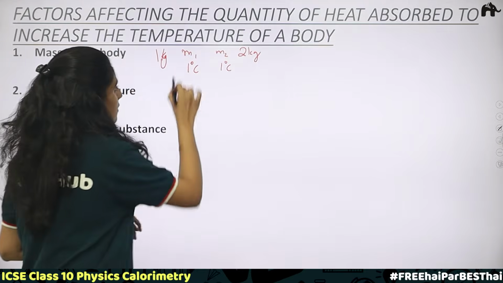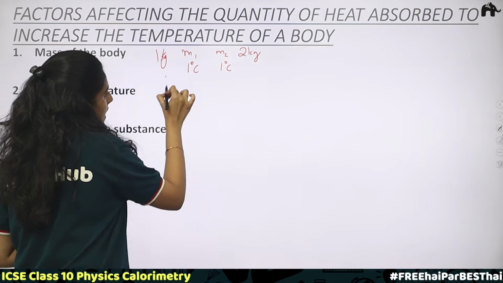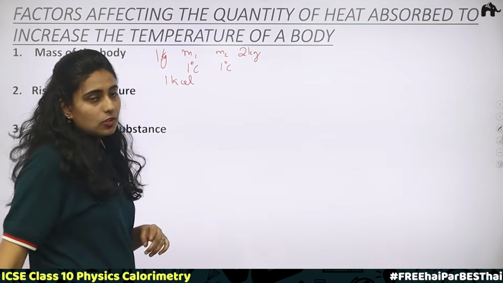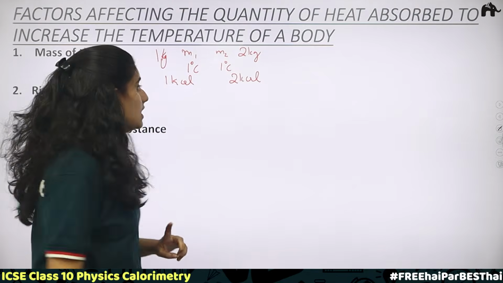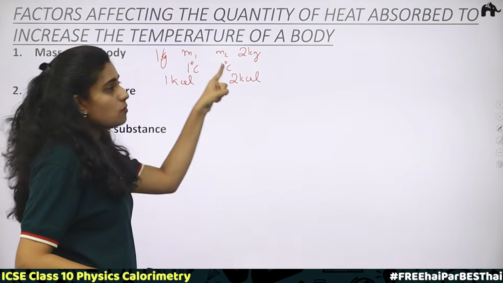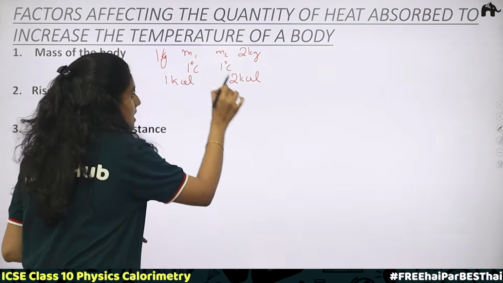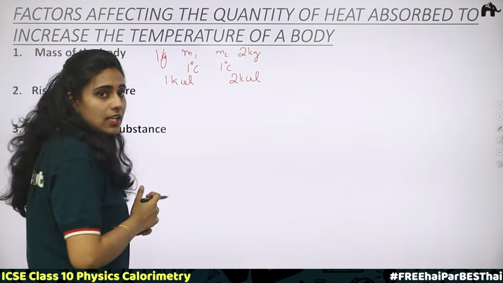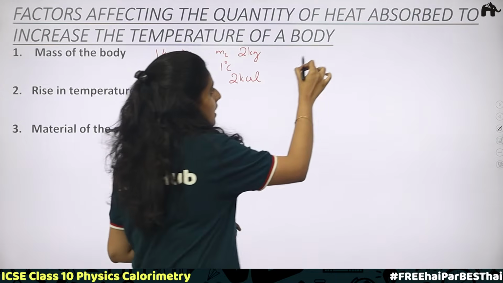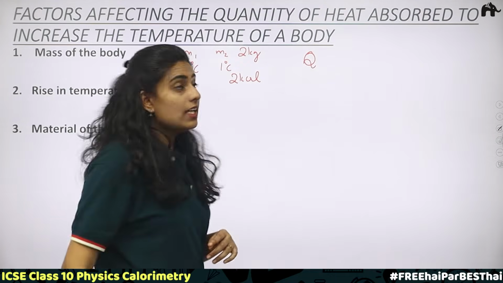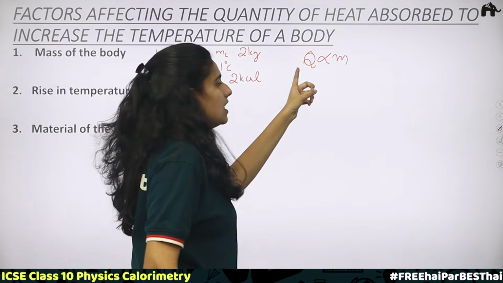In the first case, to raise the temperature through 1 degree Celsius, let's say the heat energy absorbed is 1 kilocalorie. In this case, it will be 2 kilocalorie. If 2 bodies of the same substance but different masses are taken, then the heat energy absorbed by them to raise the temperature by 1 degree Celsius will also be different. Here you can see when the mass increases, the heat energy is also increasing, which means the heat energy, which is represented by Q, is directly proportional to the mass of the body. When mass increases, heat energy increases.